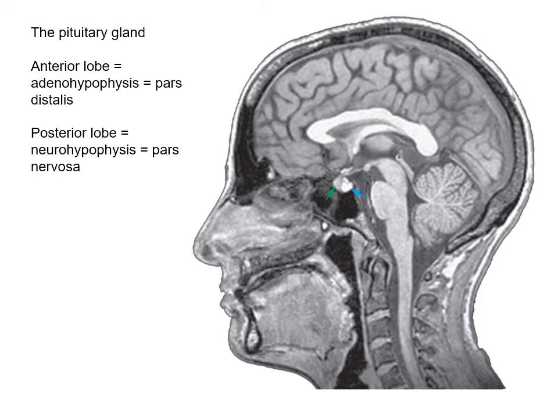So next we're going to look at the pituitary gland. The pituitary gland is considered the master gland of the body. It's part of the endocrine system. It's divided up into two parts, which can be appreciated here in this T1 weighted MRI.